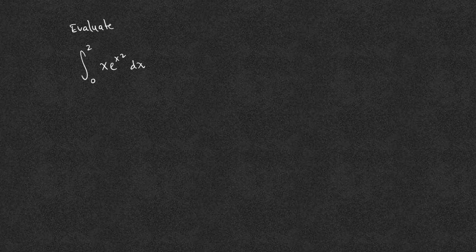Evaluate the definite integral from 0 to 2 of x e to the x squared dx. We will do this using the fundamental theorem of calculus. We first find the antiderivative of x e to the x squared, and then we plug in 2 and 0 and find the difference between the two to evaluate the definite integral.